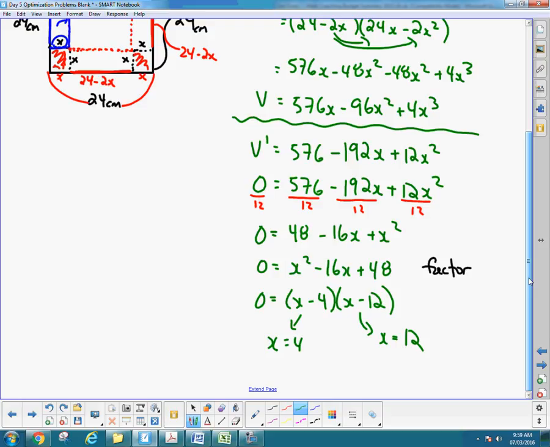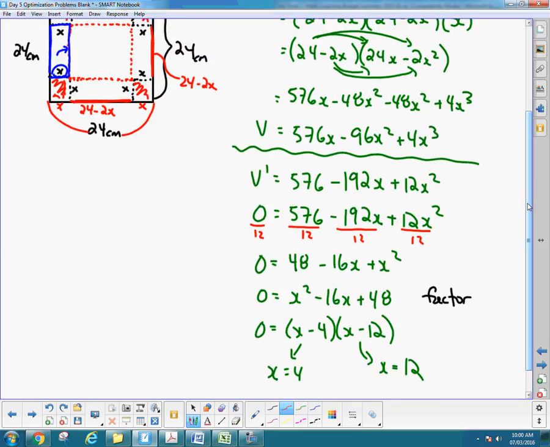Now, the question asks us to find the largest volume. We've only found the dimensions here. And I'm going to be critical of my 2 answers. Do both answers make sense? Of course, mathematically, they both are correct. But the second one, of having x equals 12, I'm curious about.